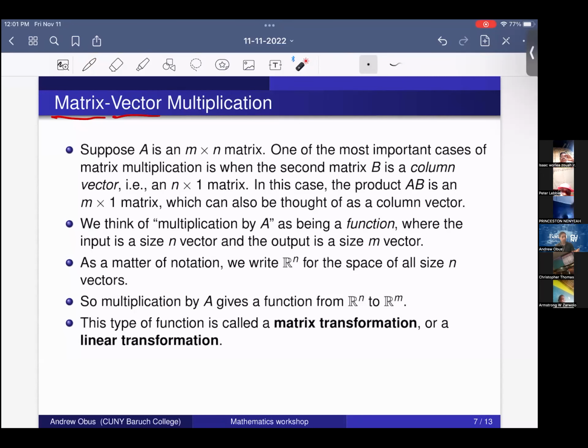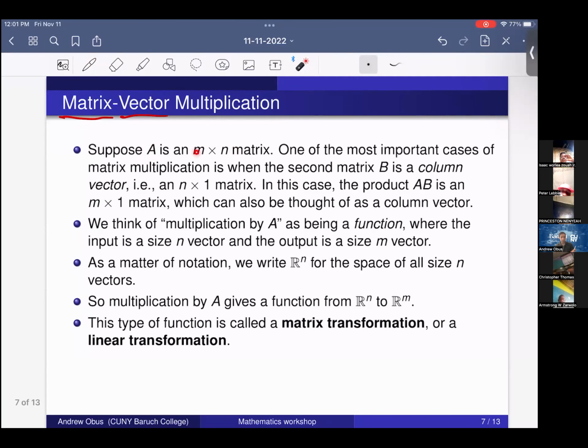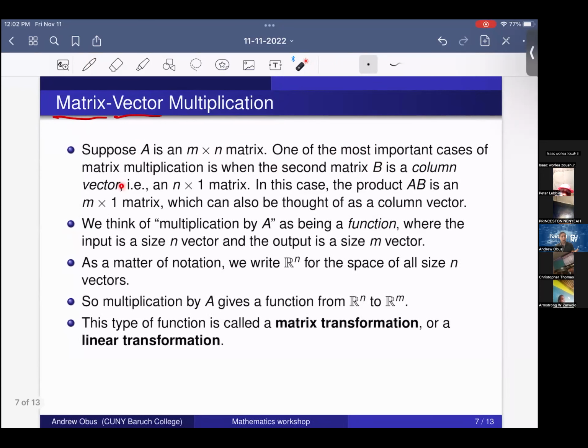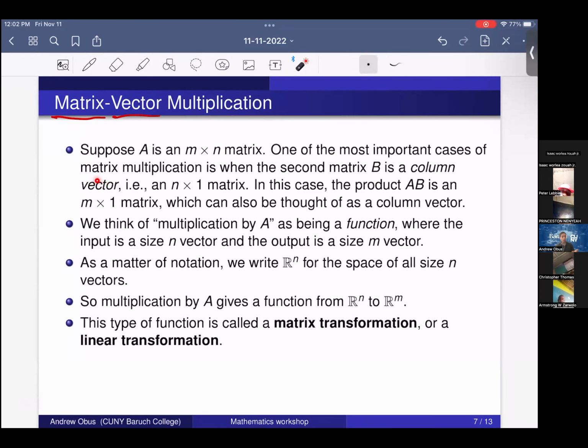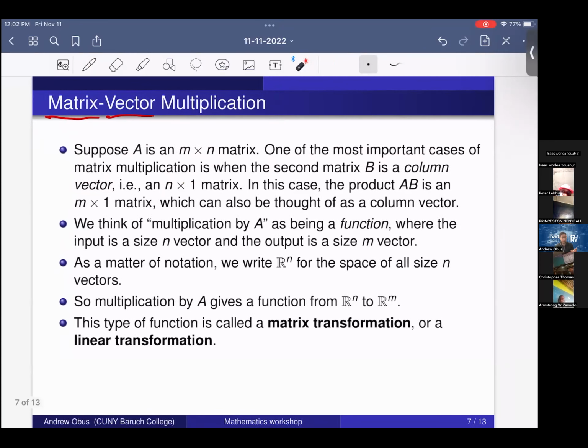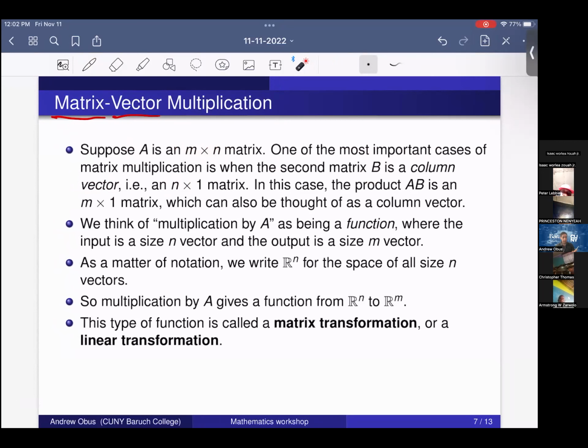So what is it? Suppose that we have an m by n matrix A. We can always multiply it by another matrix B. And one of the most important cases is when the matrix B is a column vector. Remember, we can think of a column vector as an n by 1 matrix. It has n rows, but only one column. So what do we get for the product? If A is m by n and B is n by 1, then we cross out the n's and we end up with an m by 1 matrix.